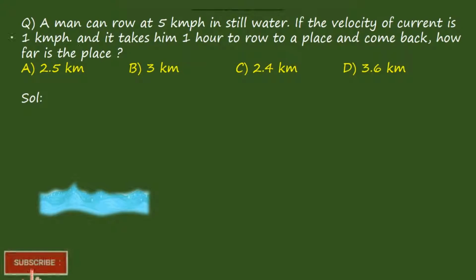Now coming to the next question. A man can row at 5 km/h in still water. If the velocity of the current is 1 km/h, it takes him 1 hour to row to a place and come back. How far is the place?